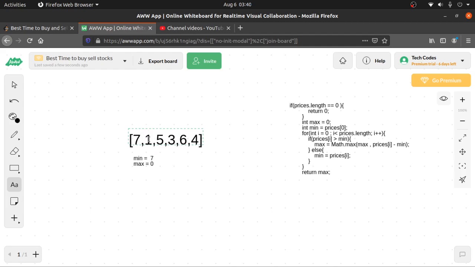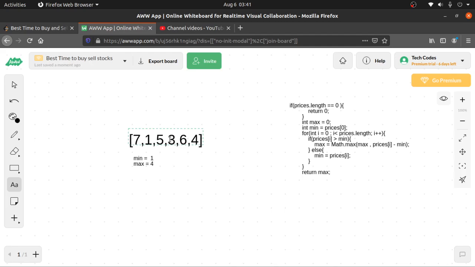On this day, we will compare. Is 1 less than 7? Yes, so our new minimum is this. And continue. Is 1 less than 5? Yes, so minimum stays, and we need to check the maximum. Our current maximum is 0. 5 minus 1 is 4. So this maximum is greater than our global maximum. So we'll set 4.